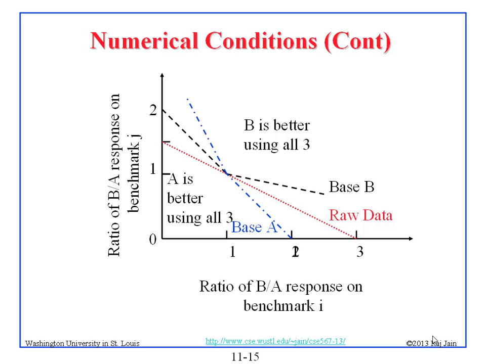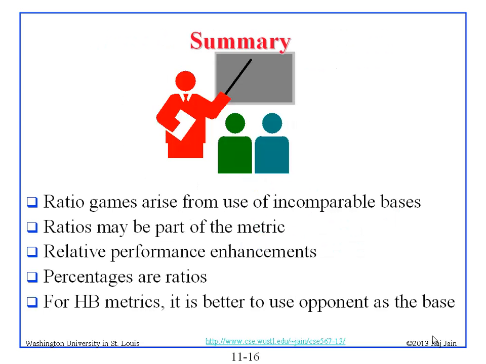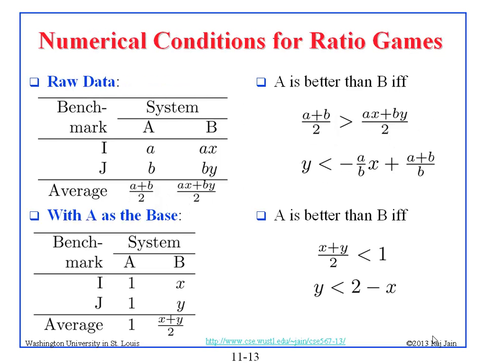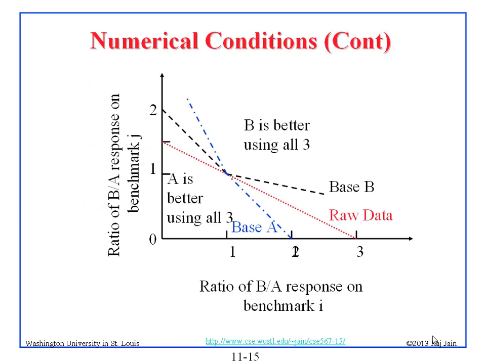Here, with base A, you will get this area. I mean, A can be shown to be better. With base B, B can be shown to be better, and similarly here. So basically, that leads to the same conclusion that we had before, and you can do this mathematically and show this: you are better off if you take the base as the system where the metric wants to be. If the metric wants to be lower, you want to be in the lower position, but only in this particular zone can you benefit.